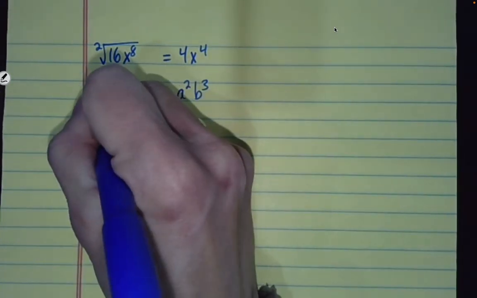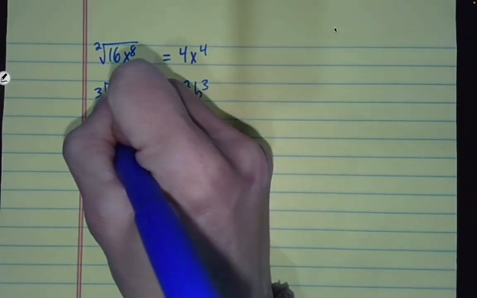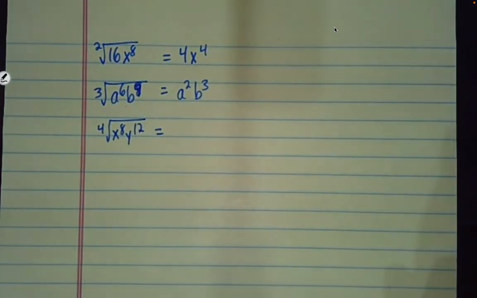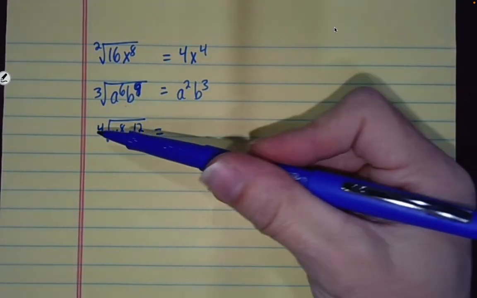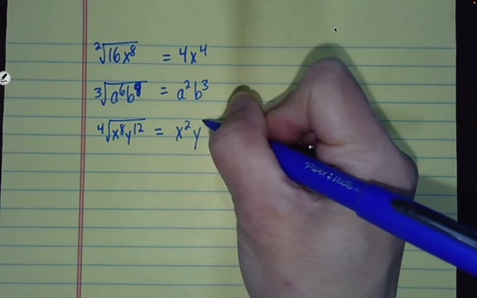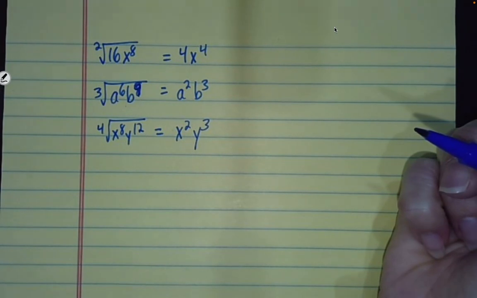The 4th root of x to the 8th and y to the 12th. I'll go over that in a second. Now, we divide. That's the main thing. I just need you to know if you mess up the absolute value, don't worry about it. What is 8 divided by 4? 2. And what is 12 divided by 4? 3. Is everybody good so far?